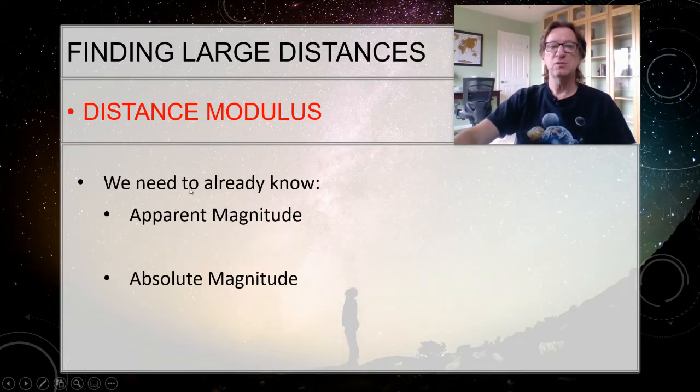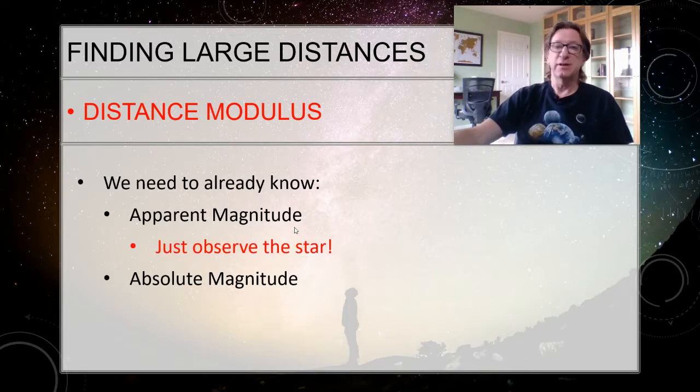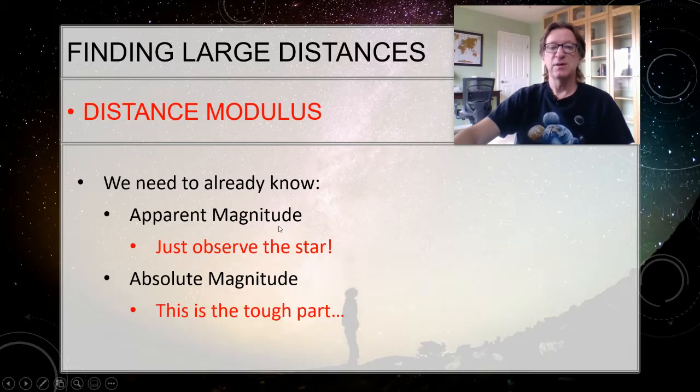So to use the distance modulus, we need the apparent magnitude. Well, that's easy. You'll look at the star. Now, you may be looking at it through a telescope, you may be looking at it with your eye, you may be looking at it with some instrument, but you always get that for free. You never have to calculate the apparent magnitude. Finding the absolute magnitude is a little bit harder. And so that's what we're going to talk about today.